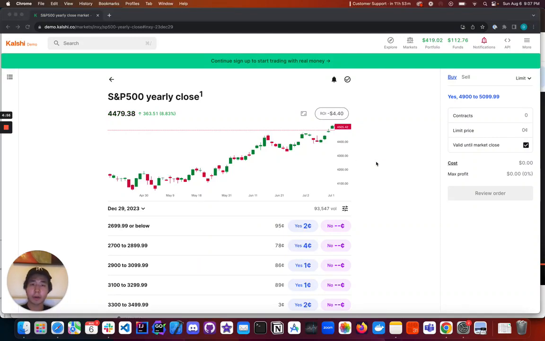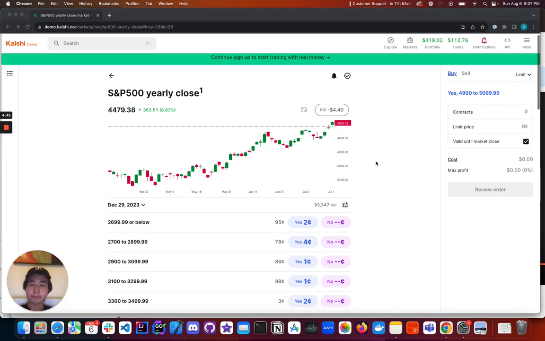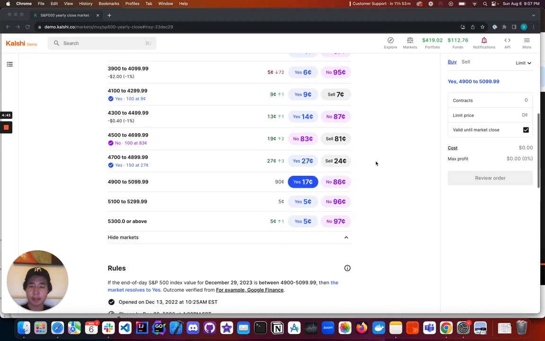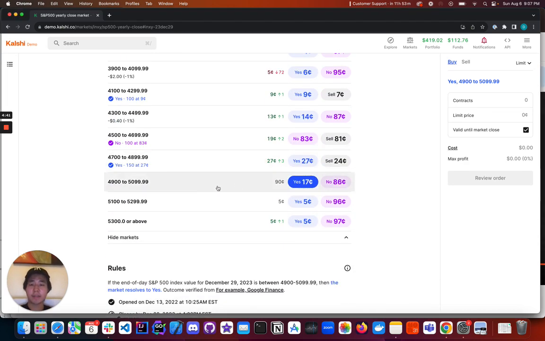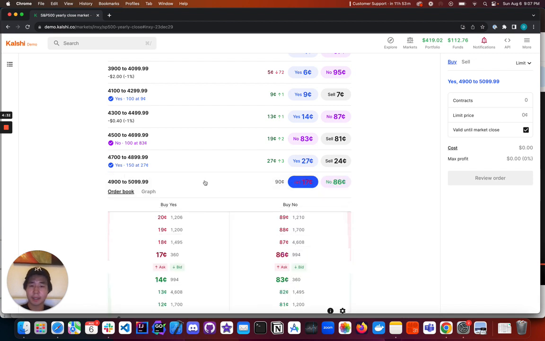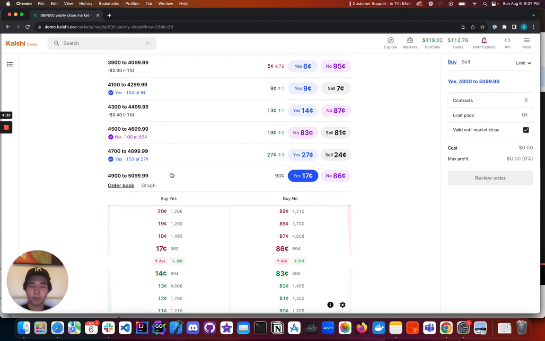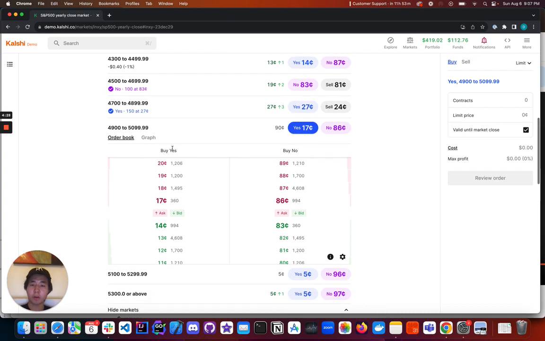The order book is a tool that informs you where market participants have open resting orders. To go into a bit more detail, let's discuss the S&P 500 yearly close market as an example, and let's analyze the 4,900 to 5,099.99 cents strike specifically. To view the order book for a specific strike, just click in. If you're in the graph view, toggle to the order book view. The order book view should be the default view.